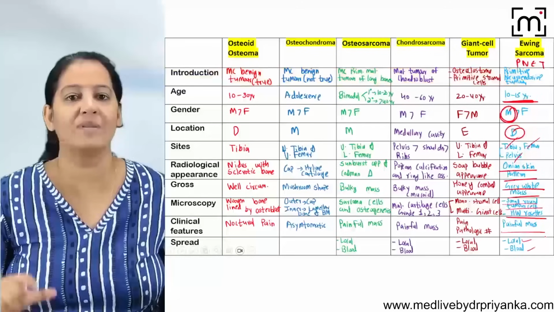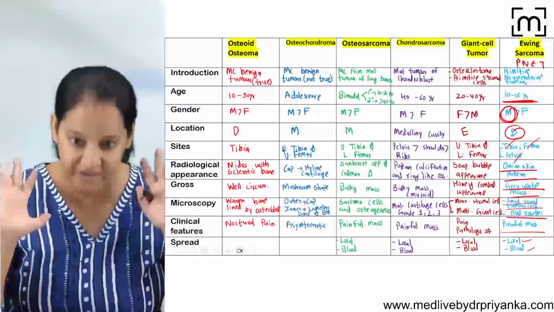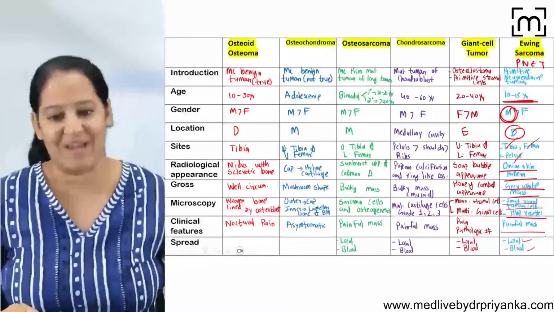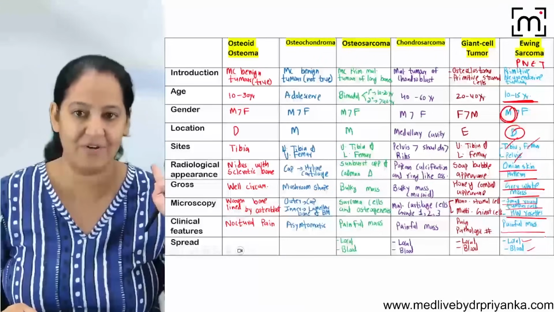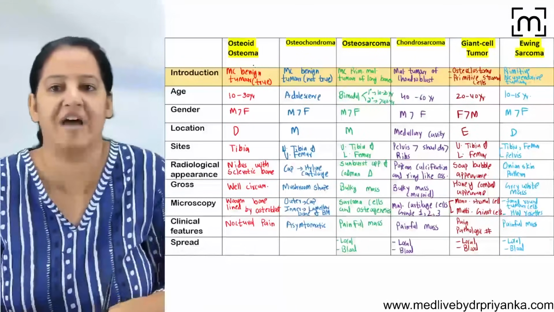So we are done with all 6 types of bone tumors. I hope you understood it well. Now we will revise this table, comparing all 6 together. You can see the 6 types of bone tumors in front of them. Now see the introduction of all of them.